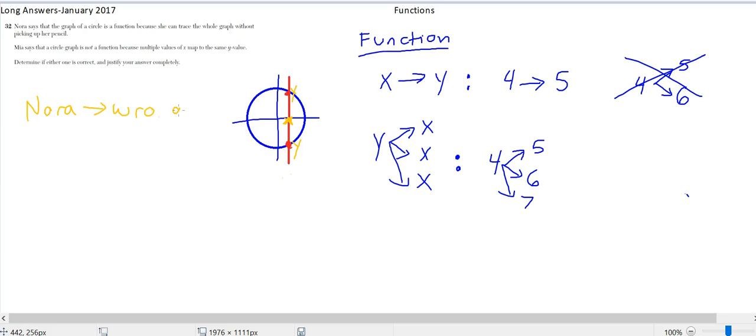Now let's look at what Mia says. Mia says the circle graph is not a function because multiple values of x map to the same y value. What Mia is saying is that she has multiple values of x corresponding to the same y value. Now this is still a function. So Mia is also wrong.